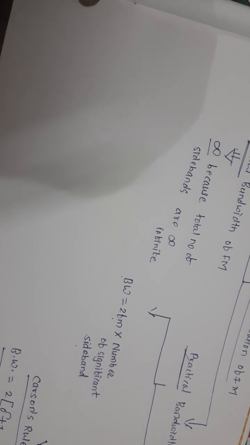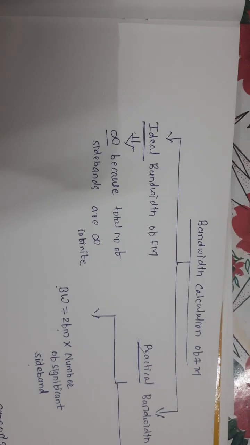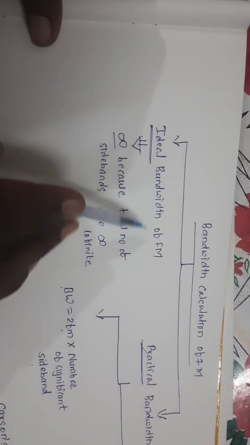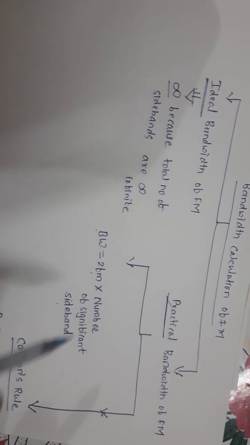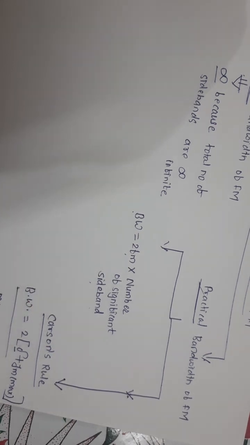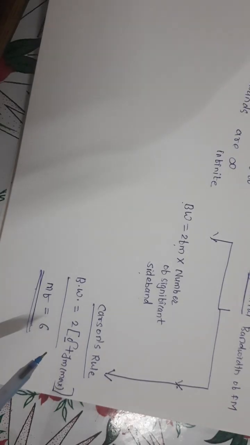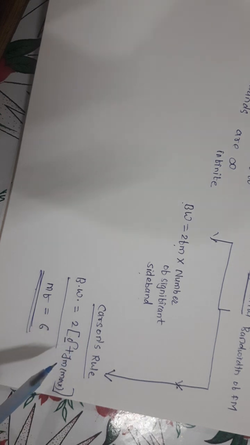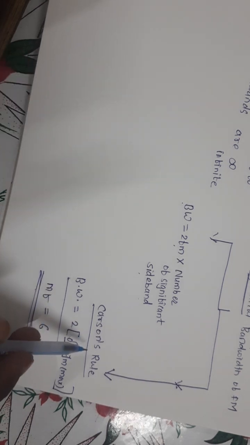So this is all about the bandwidth calculation of FM. In today's lecture, we discussed the bandwidth calculation of FM. Ideally the bandwidth of FM is infinite, but practically it can be calculated by two methods. Bandwidth equal to twice FM multiplied by the number of significant sidebands, and second, Carson's rule, in which bandwidth equals 2 into bracket delta plus FM max. If MF is 6 or more than 6, then we can get an accurate result of the bandwidth calculation.